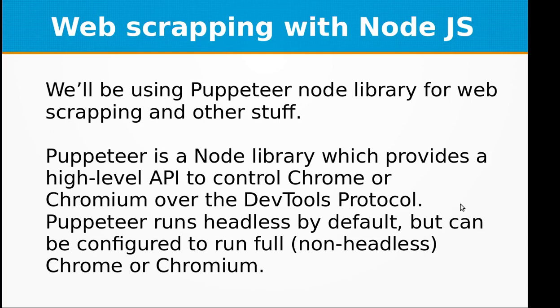In today's video training, we will be learning about web scraping with Node JS. We will be using Puppeteer node library for web scraping and other stuff. Puppeteer is a node library which provides a high-level API to control Chrome or Chromium over the DevTools Protocol. Puppeteer runs headless by default, but can be configured to run non-headless Chrome or Chromium.